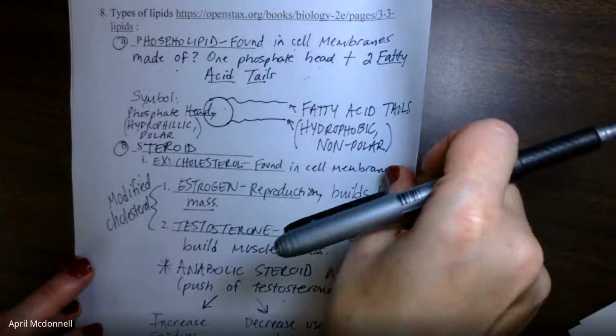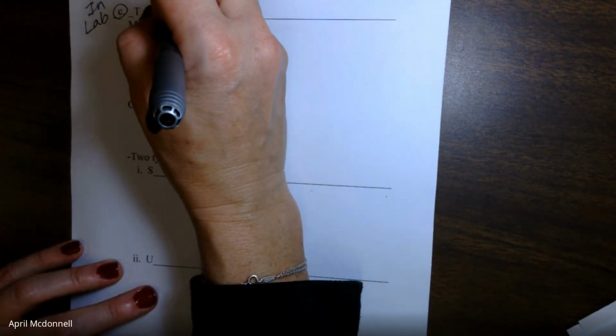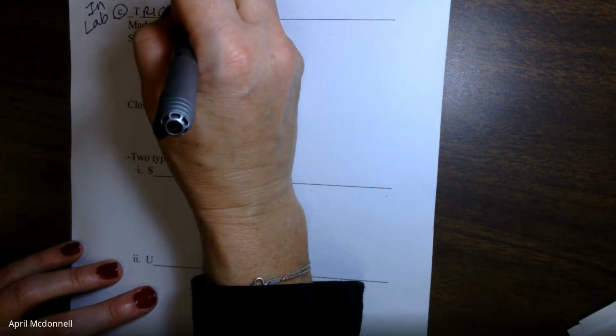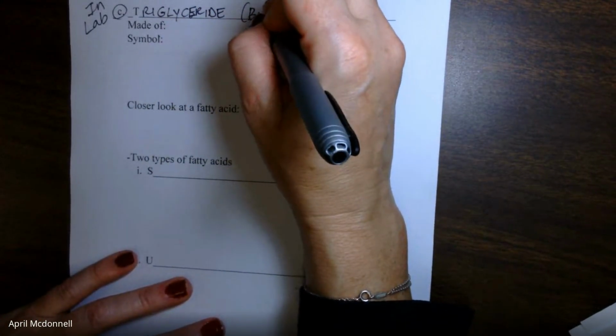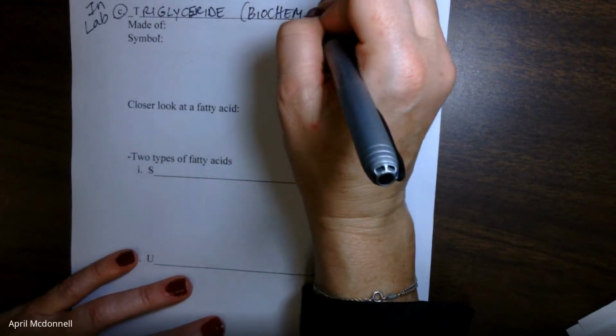Okay, we have to move on to the next page. So let's move on to question number 9. I want to go ahead and mention question number 9 is going to be in your lab book. So this you will have to know when you are working in the lab. This type of lipid is called a triglyceride. So you can check the biochemistry lab in your lab manual.